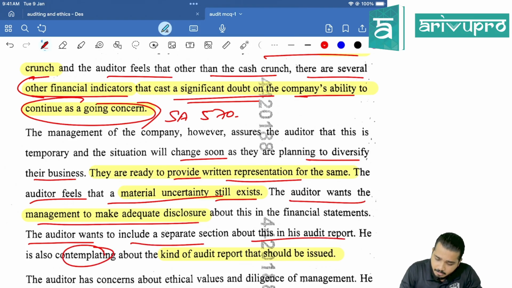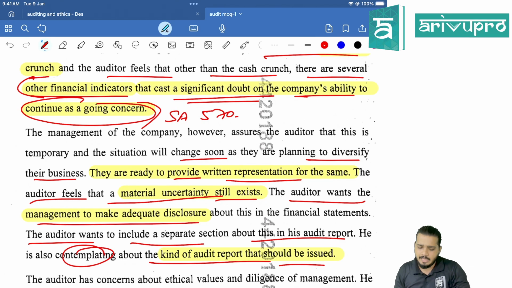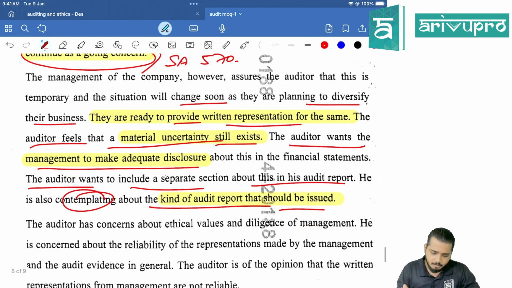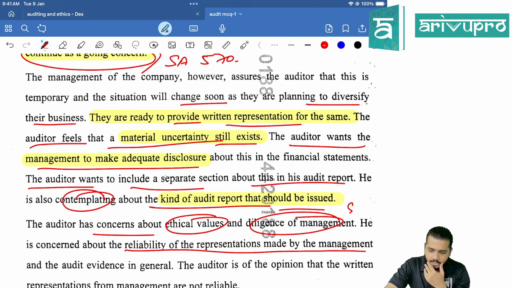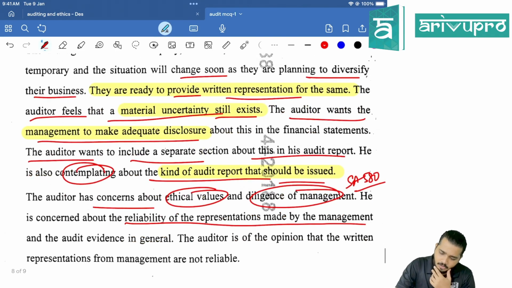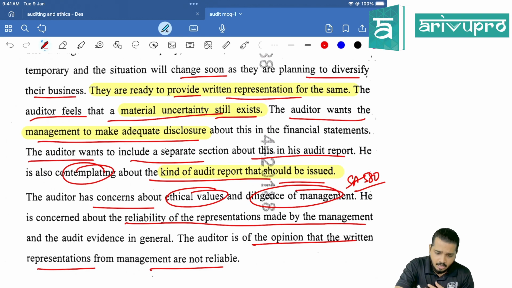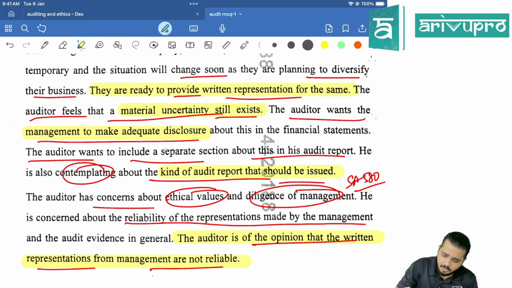He is also contemplating the kind of audit report that should be issued. Okay, sir, what are we supposed to do now? The auditor has concerns about the ethical values and diligence of management. He is concerned about the reliability of representations made by management. SA 580, written representations. The auditor is of the opinion that the written representation from the management is not reliable. I will highlight this again.